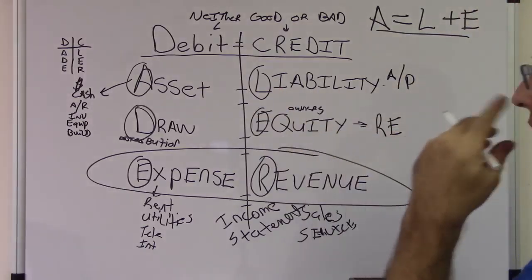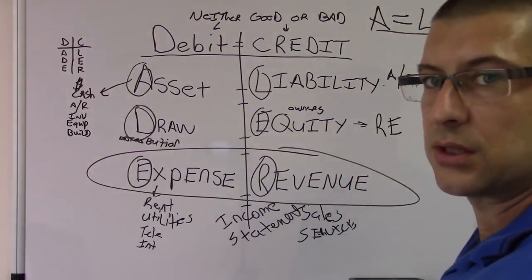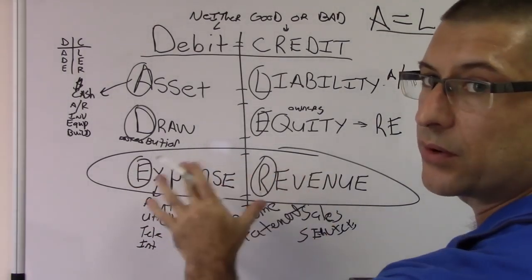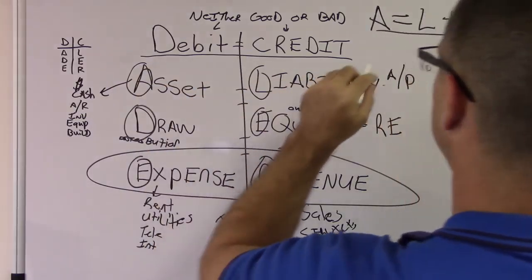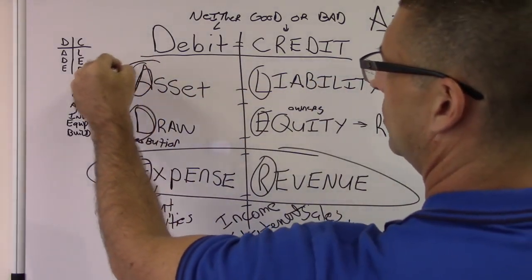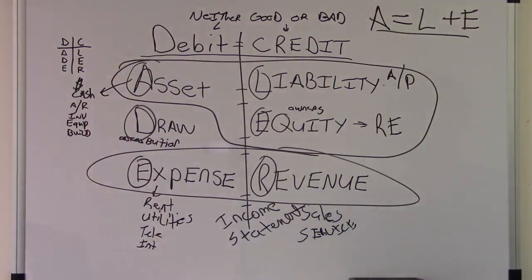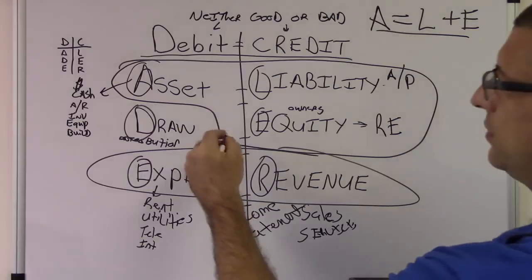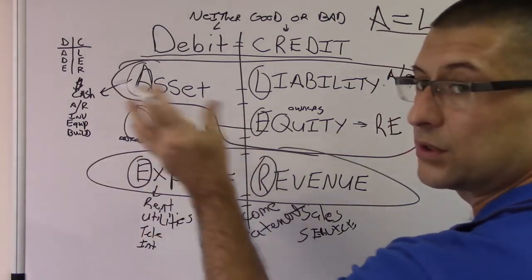I just want to show you that the DC AID LER just works because you have your income statement right here, and then you also have your balance sheet. See, assets equals liability plus equity. So there's your balance sheet, and the draw is basically the other side of equity, so it can kind of be included in there.